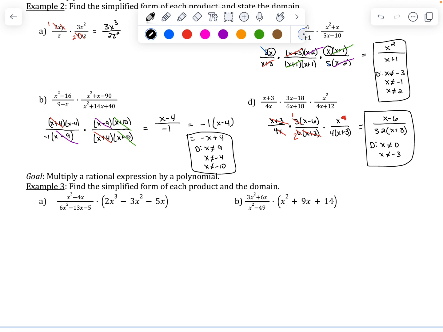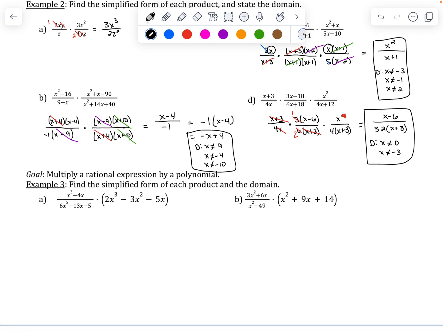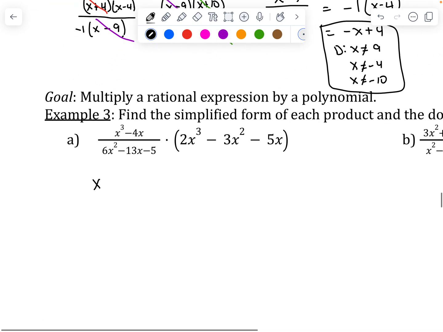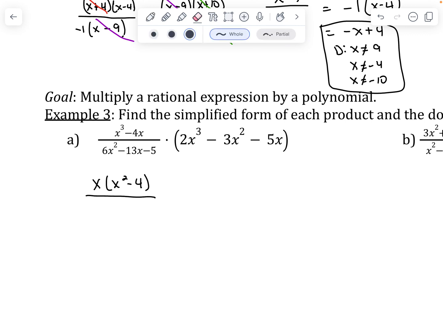Multiply a rational expression by a polynomial. This is the exact same thing. You're going to factor as much as you can, see what can cancel out from there. So I have x squared minus 4, which we know can reduce down further. I'm just going to leave that for right now.